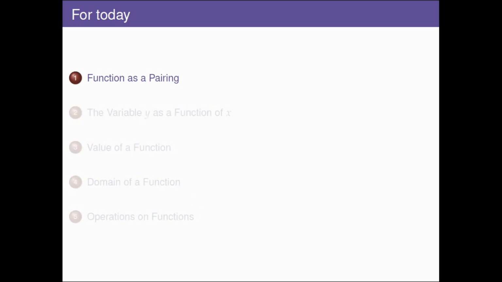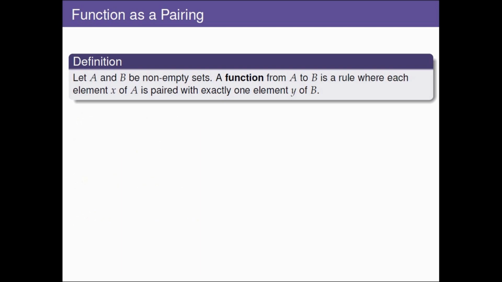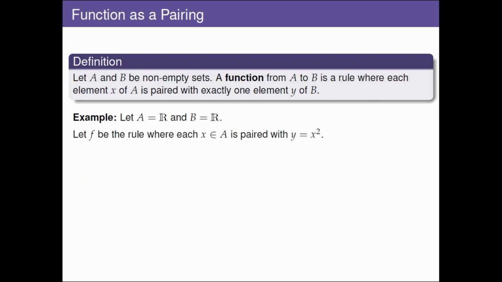We first proceed with function as a pairing. Recall that a function from a set A to a set B is a rule where each element x of A is paired with exactly one element y of B. For example, let A be the set of real numbers and B be the set of real numbers. Consider the rule f where each x in A is paired with y equals x squared.